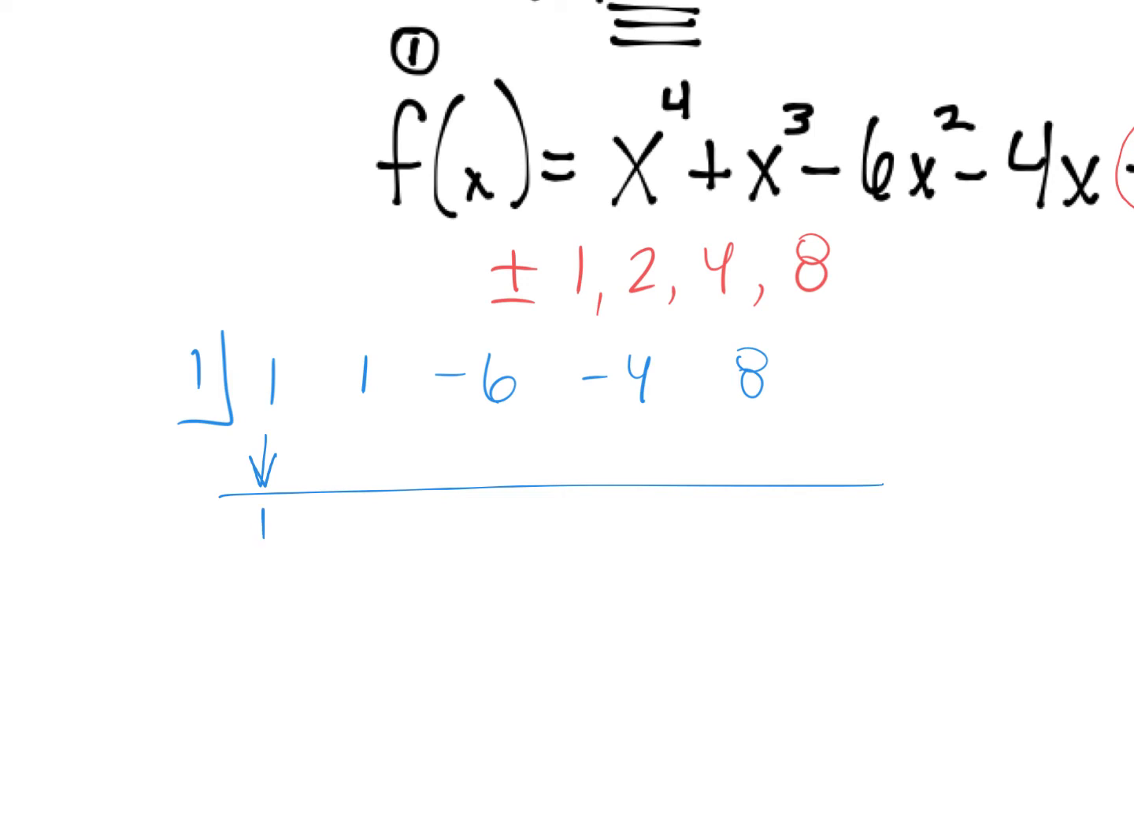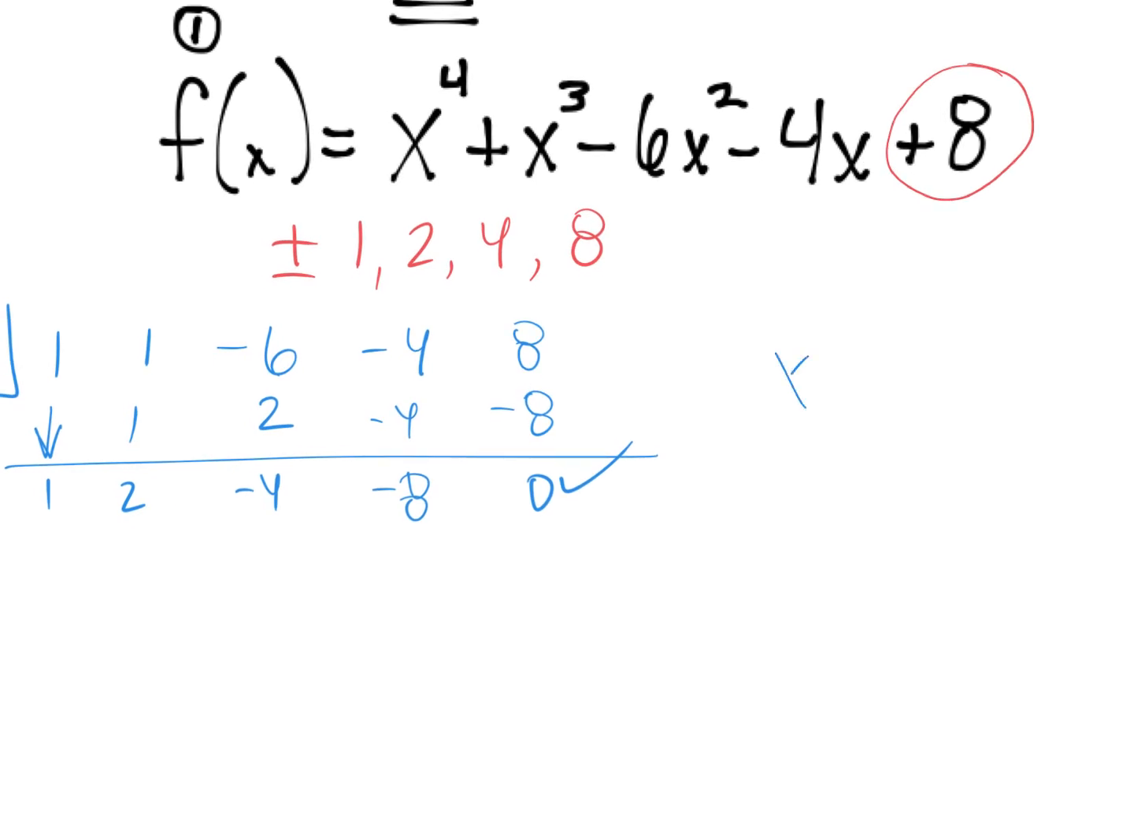So bring down your 1. 1 times 1 is 1 plus 1 is 2. 2 times 1 is 2. Negative 6 and 2 is negative 4. Negative 4 and 1 is negative 4. Negative 4 and 4 is negative 8. Negative 8 and 1 is negative 8. What happens with 8, negative 8? Cancels out, 0. So what did you just find? X equals 1. How would I write that as a factor?